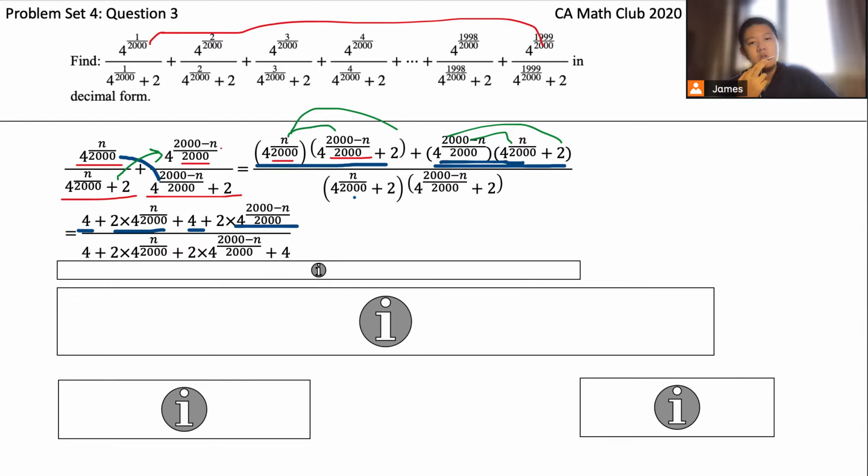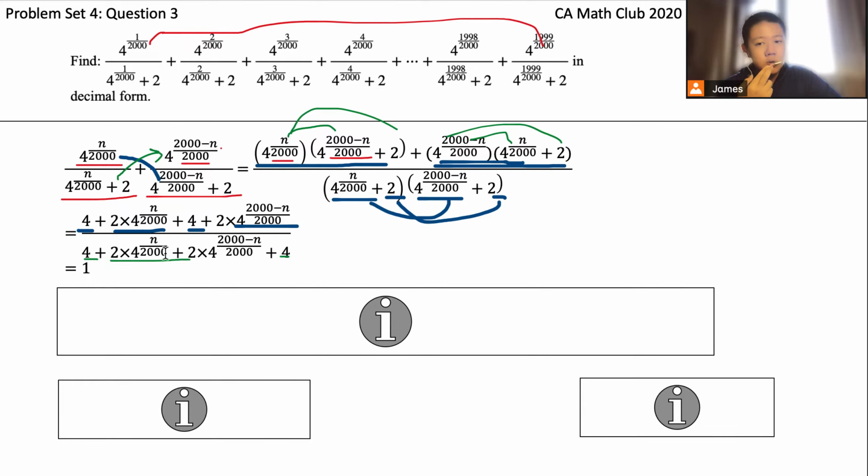You also get another 4 from here, and another term like this. When you multiply the things below, you get a very similar result, which gives you something nice. You have 2 times 4 to the n over 2000 and 2 times 4 to the 2000 minus n over 2000. So it's obvious that the numerator and the denominator are the same thing, and the answer of this is 1. That's the general case for n.